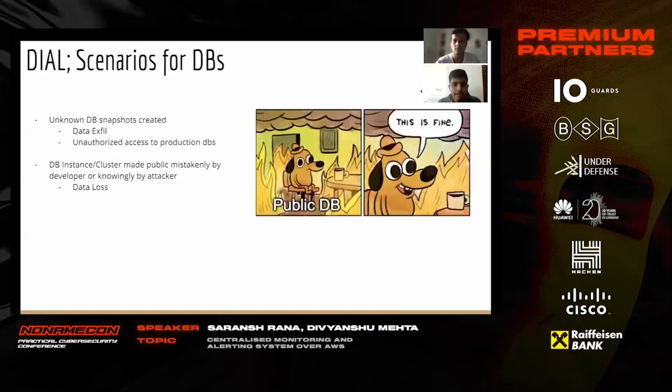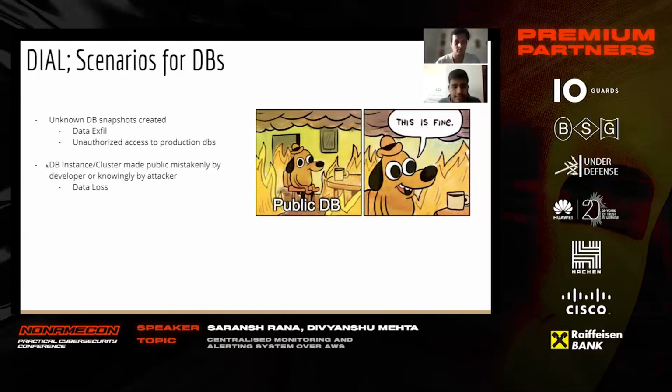Lastly, we have databases. A case you can think of is you have an unknown DB snapshot which was created. You do not know it or you did not do it, and it is being shared with some random account which you don't know. So you want to know that as well, right? When that snapshot is created, you want to know. So this is the reason we included this as well. Any snapshot created, you will get an alert. This can be used for data exfiltration or unauthorized access to sensitive databases.